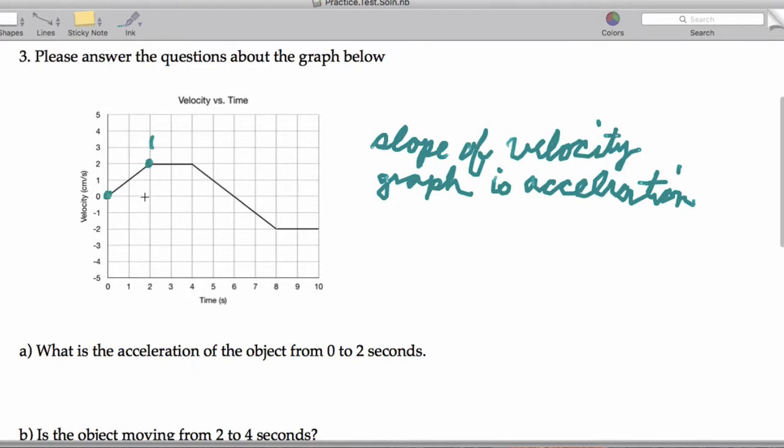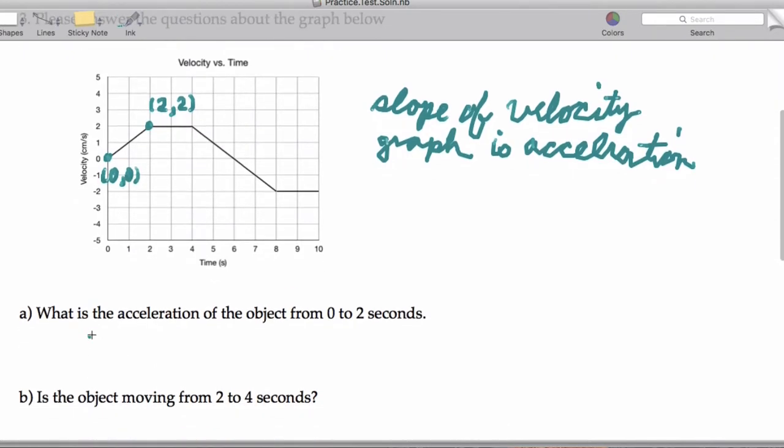So I notice that I'm at 2, 2 here, and 0, 0 here. So my rise over my run is going to be 2 minus 0 over 2 minus 0, and that's going to give me 2 centimeters per second squared. I thought I'd use IB notation right there just to get you used to it.